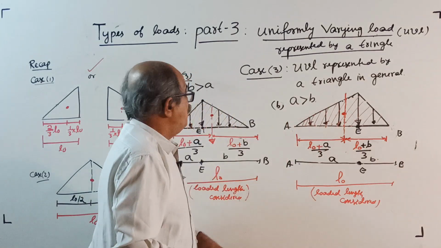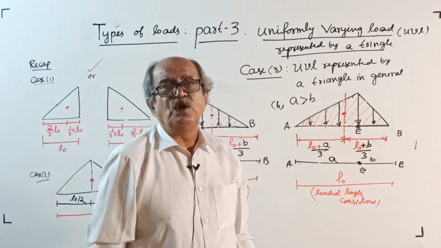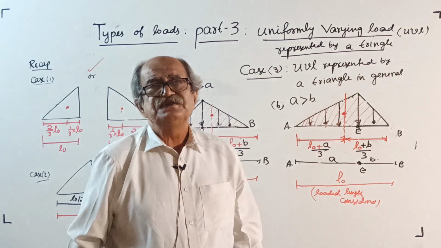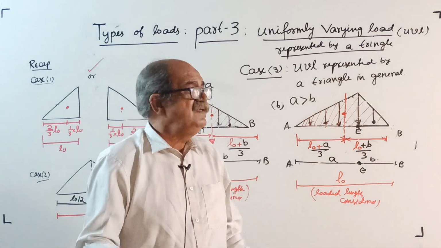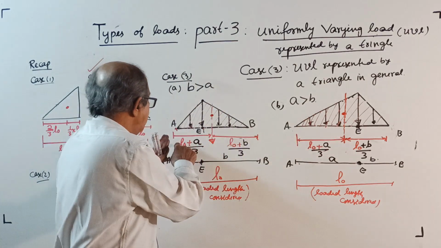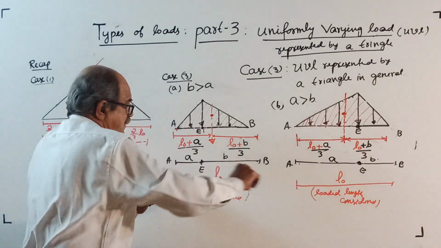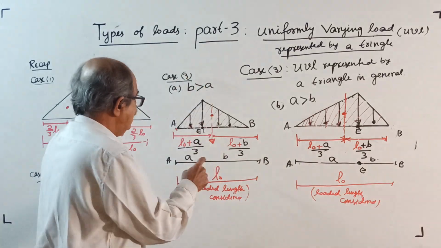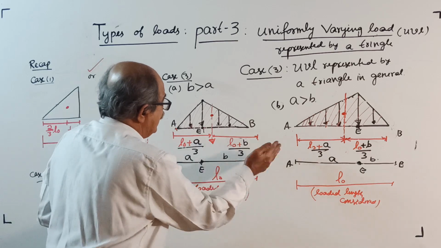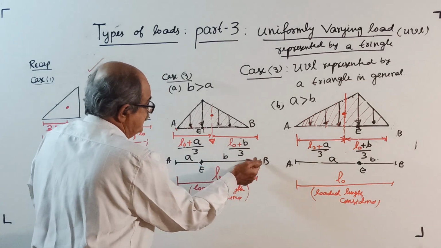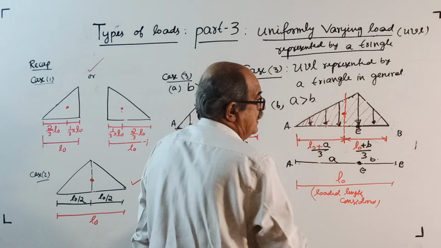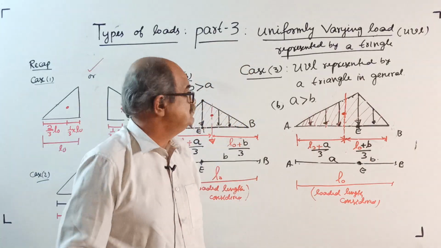Now, whether A is more than B or B is more than A, the expression for locating the centroid does not depend on that. The expression is, if you find from the left side, full length plus cut length divided by 3, L0 plus A by 3. And from that side, if you calculate, it is full length plus this side cut length divided by 3.